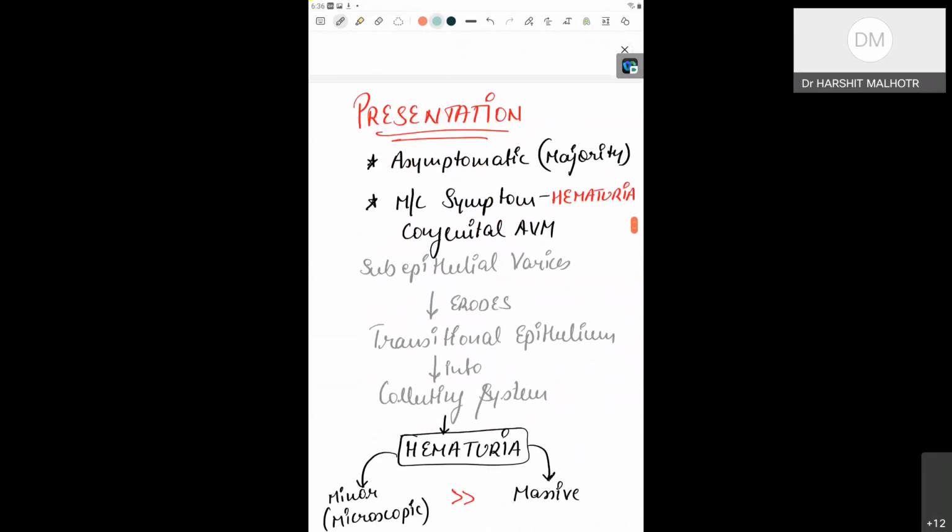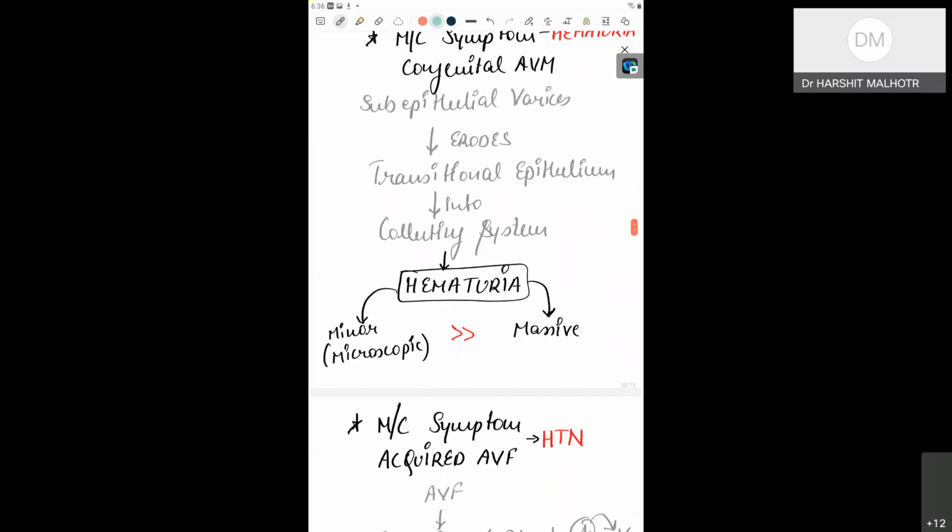So presentation, like all the renovascular diseases I have mentioned today, is asymptomatic in the majority of cases, but the most common symptom of a congenital AVM is hematuria. Why this happens is because of subepithelial varices; because of the high flow, it erodes into the transitional epithelium, and hence it goes into the collecting system. Transitional epithelium is the only boundary between the two, and hence it erodes into it and causes hematuria. In rare cases it can be massive hematuria, but commonly it is minor or microscopic hematuria.